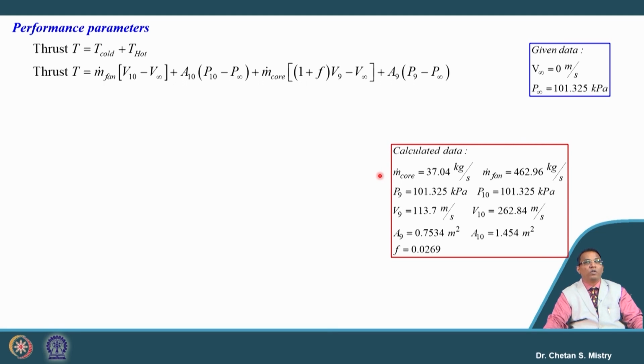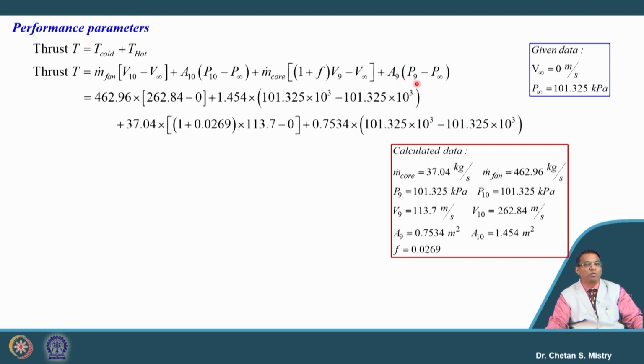Now, next is to calculate our performance parameters. Very first we will be calculating our thrust. That thrust we write in this equation: m dot fan (V10 minus V infinity) plus A10 (P10 minus P infinity), plus, for the hot section, m dot core (1 plus f) V9 minus V infinity plus A9 (P9 minus P infinity). All these numbers are known to us. We know our V infinity is 0. That is the reason my net thrust comes to 126.01 kilonewton.